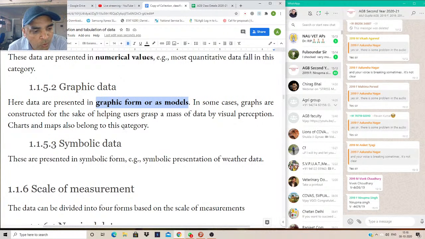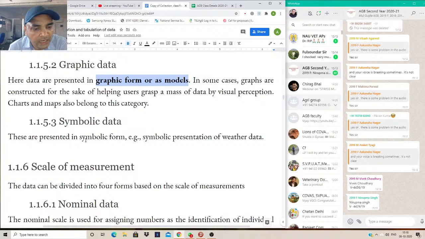Then comes symbolic data. So what is symbolic data? If you see the symbolic presentation of weather data, that is, at some place it is sunny, some place it is cloudy, some place it is raining, some place it is heavily raining with thunderstorms.